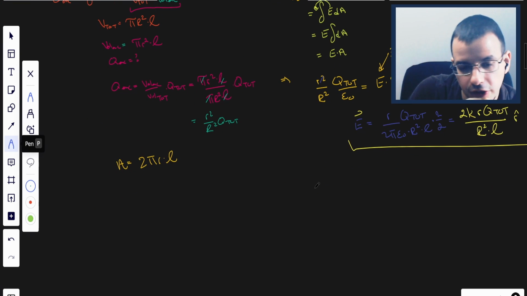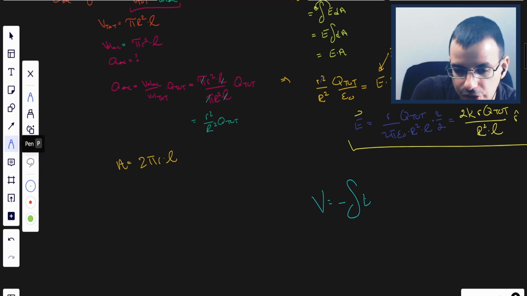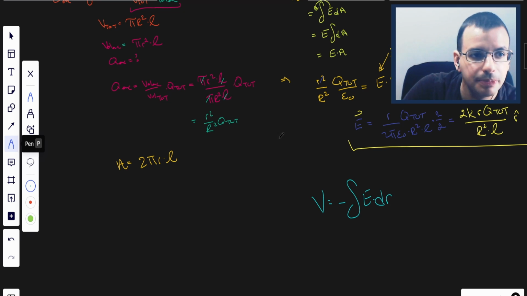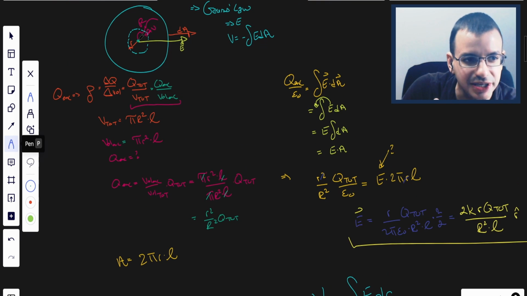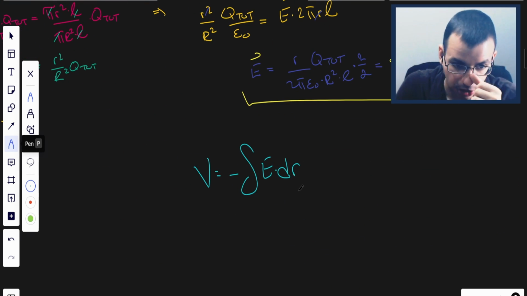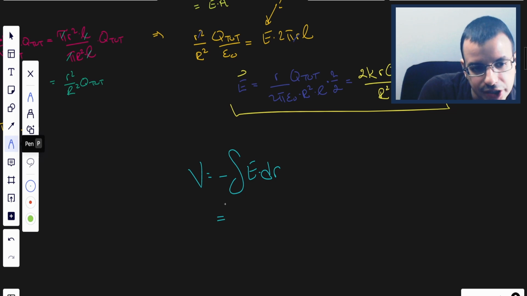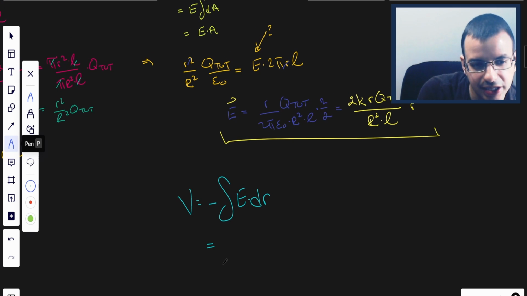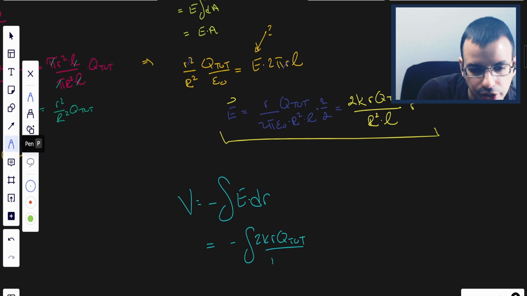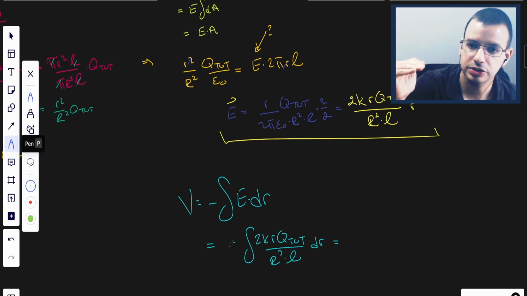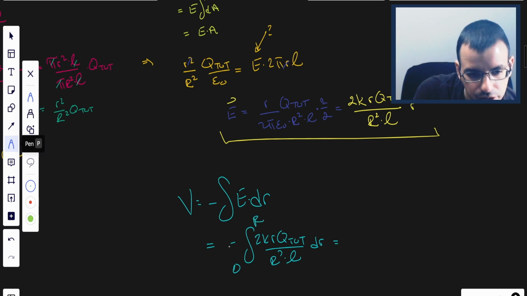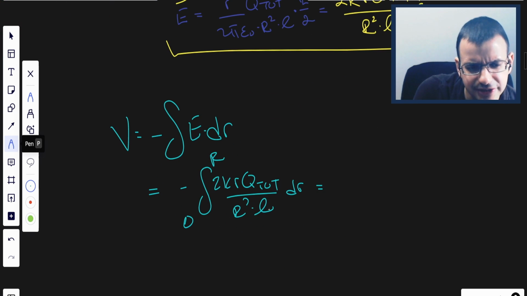All right, so now for the voltage part. Voltage equals negative integral E dot dx. I do say dx, but that's just really displacement. In this case, our displacement is out radially. So instead of x, I'm going to use dr. Take the dot product together. Now I'm going to plug in the values: negative integral 2k r Q total over big R squared L dr, and we're going to go from 0 to big R.